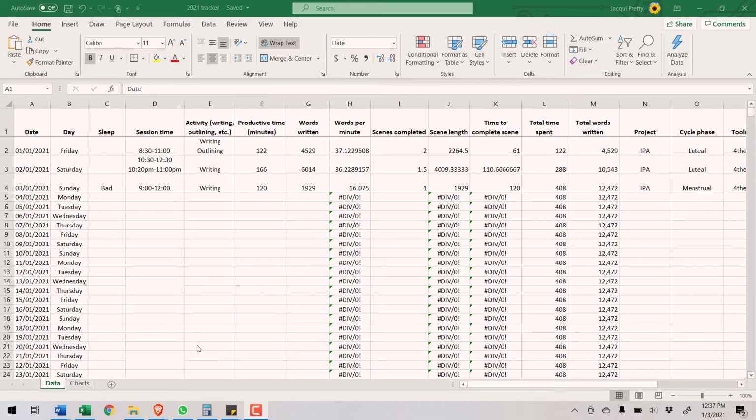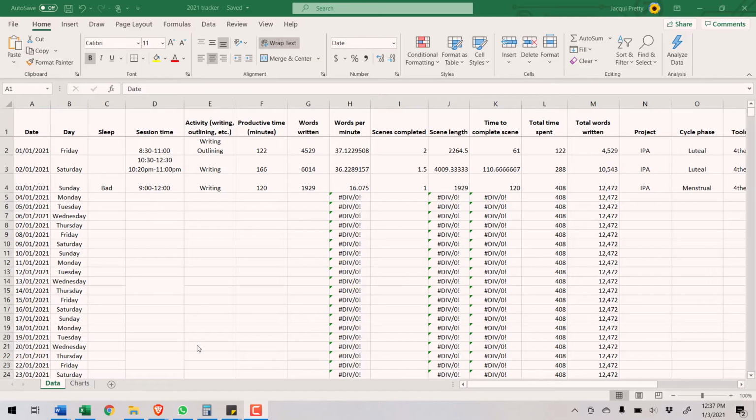The time that I spend writing or working on my projects, the activity, so whether I'm writing, outlining, revising, and so on. The productive time, so I have this distinct to the writing session, because sometimes you can have a session where you get distracted or you might go into a research black hole and so on. So you might spend 3 hours at the computer when you were supposed to be writing, but only 90 minutes of that was actual writing time. So I want to know how much of the time I'm spending at the computer is productive time.